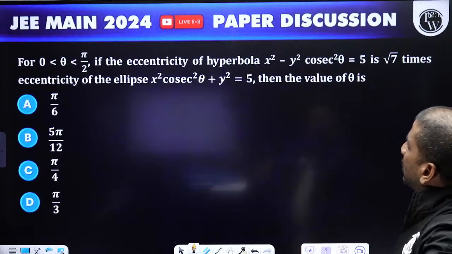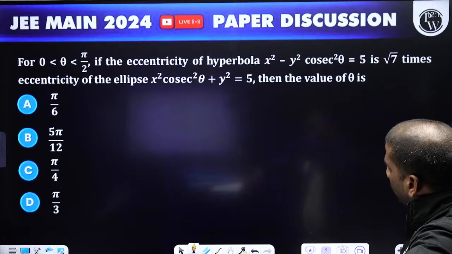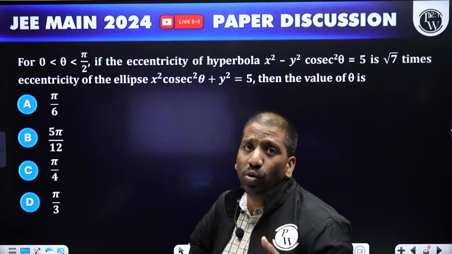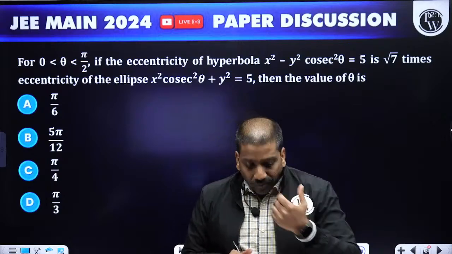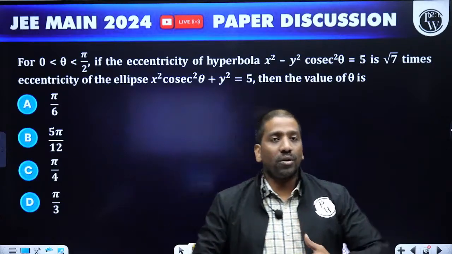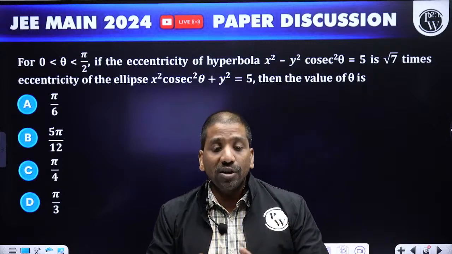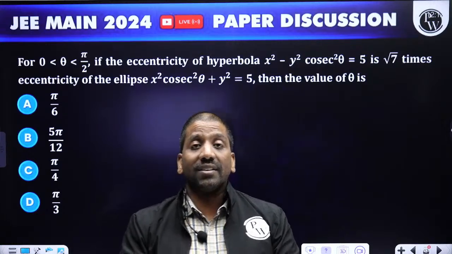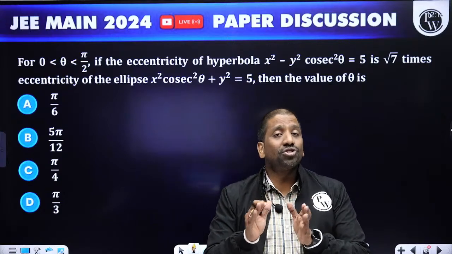If the eccentricity of the hyperbola is root 7 times the eccentricity of the ellipse, then find the value of theta, where theta lies between 0 and pi by 2. Again simple. Coordinate geometry, I guide all students, maybe those who watch this later on, in 12th or 11th. Most students generally find coordinate geometry difficult, but the syllabus is very simple, only up to tangents and normals.